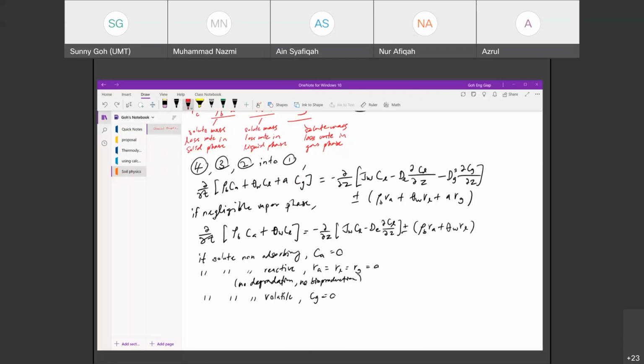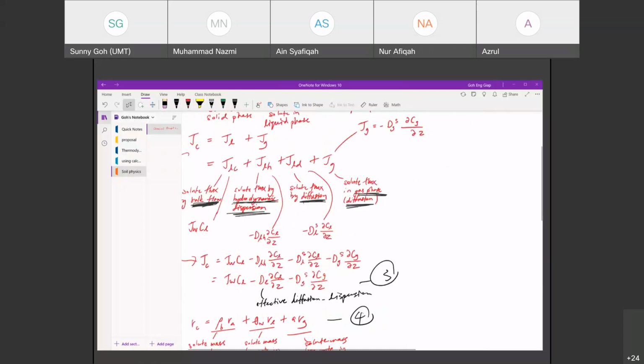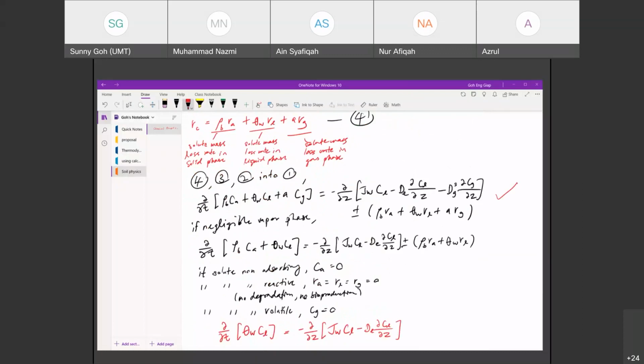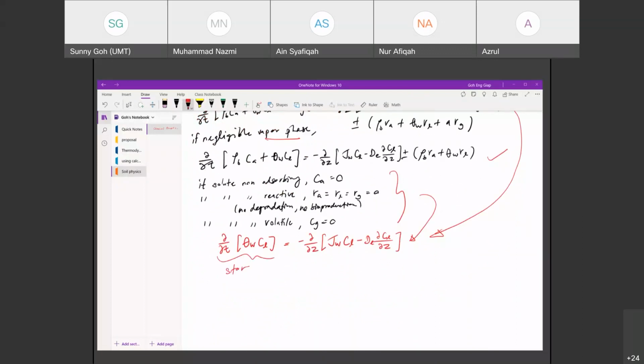All right. So now we can actually simplify this equation further. We will get something like this: d/dt of w cl, minus DE dCL/dz. From this form, if you say there's no vapor phase, and we make a list of assumptions, it can be simplified further. Then what we have here is storage and bulk flow. Bulk flow basically means the fluid is moving, so the solute moves because the fluid is moving.